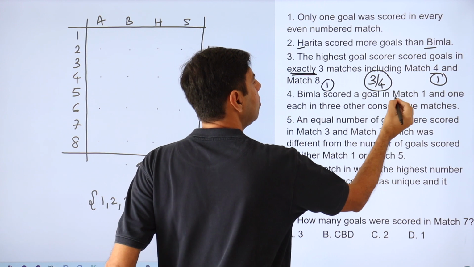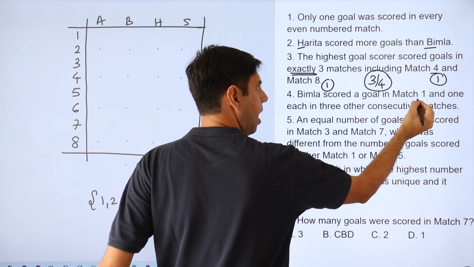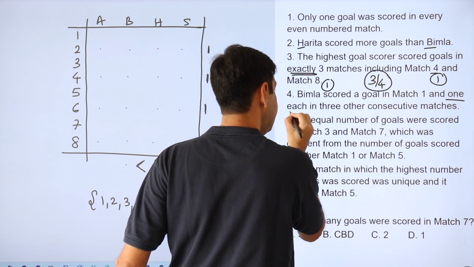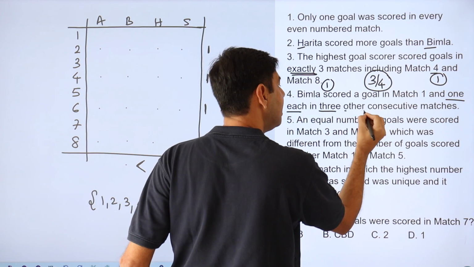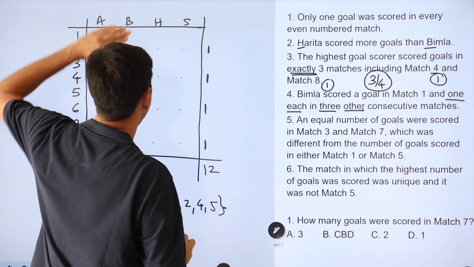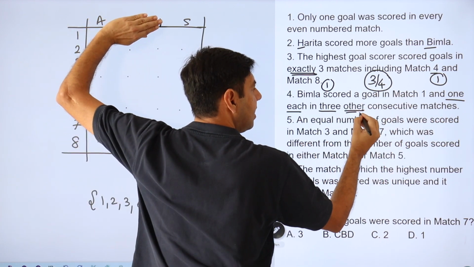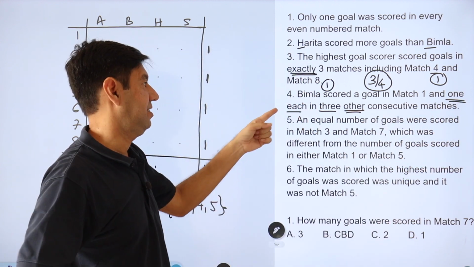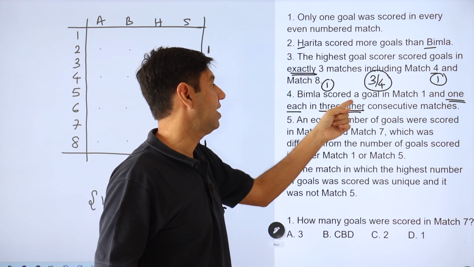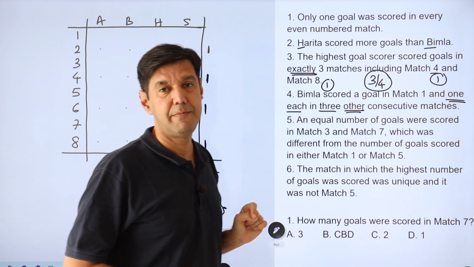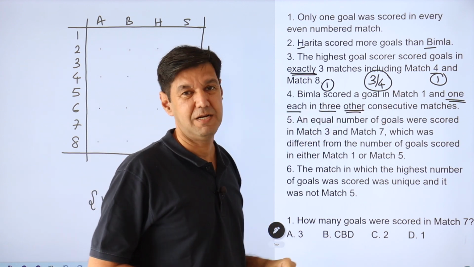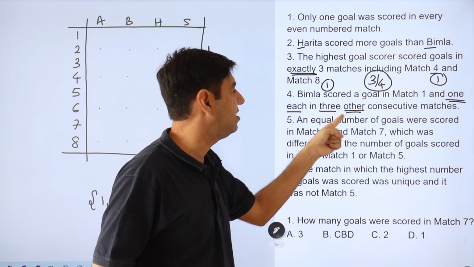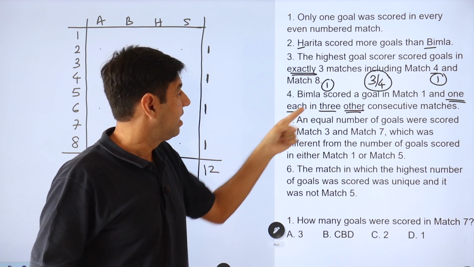Bimla scored a goal in match 1 and 1 each in 3 other consecutive matches. So the first match, don't count it. In 3 other consecutive matches, there's 1. Now this is interesting, students. Again, one might gloss over it and say this is 1 goal in match 1. It's not 1 goal in match 1. There it is 1 each in the other 3. Here it is a goal.